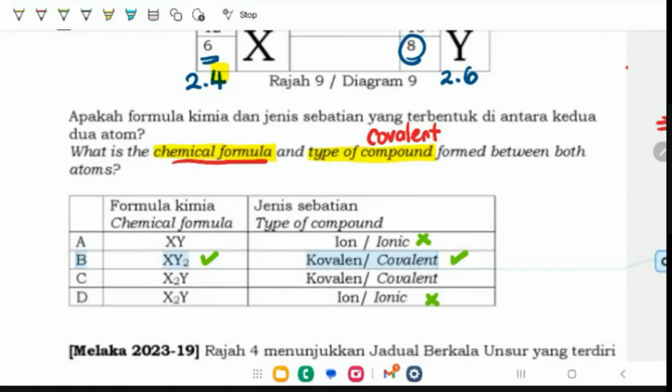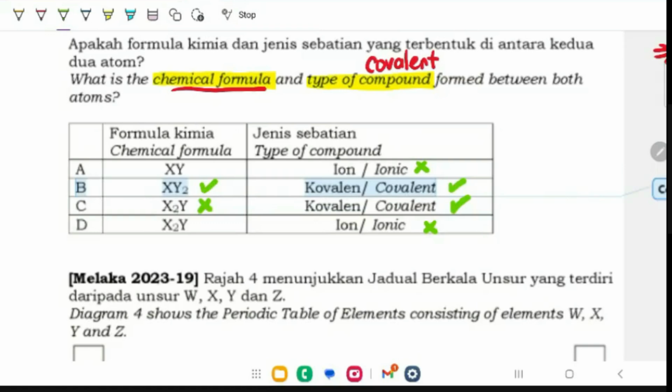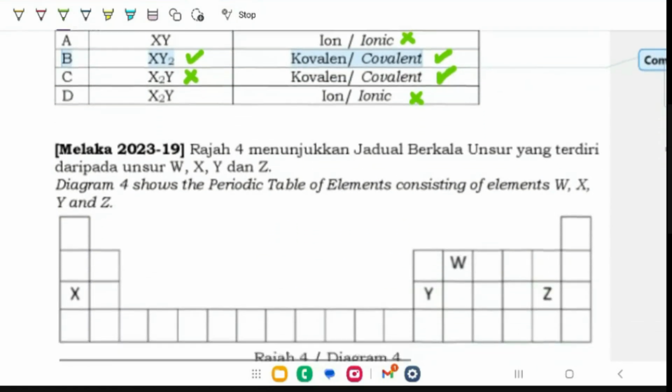Okay, some correct, but this one is wrong. Okay, next.